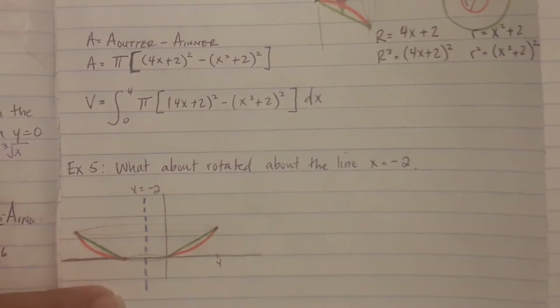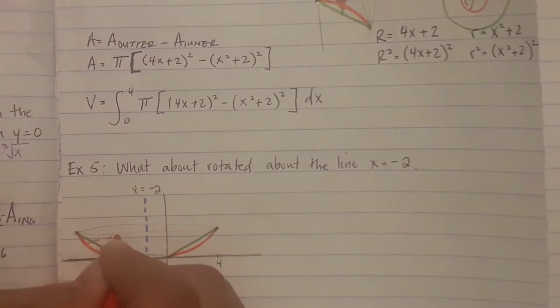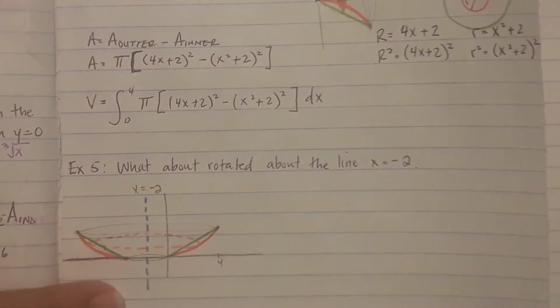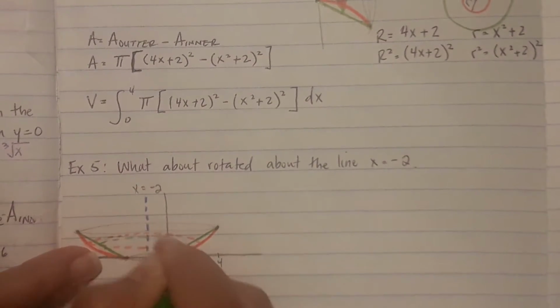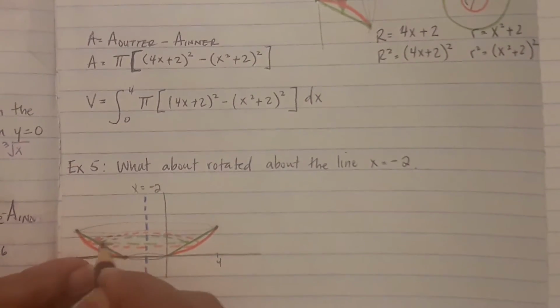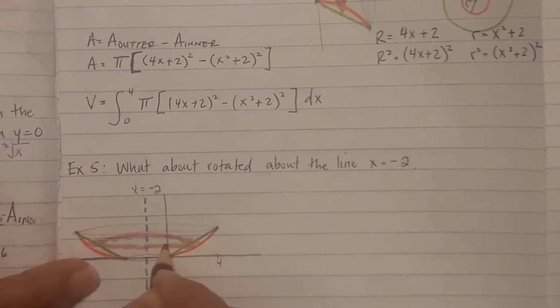Let's see what our cross section looks like. So make a circle, it's a circle again. Make a circle from the red to the red, and then from the green to the green. And then color that in. So we're talking about infinitely many discs. I'm sorry, washers.